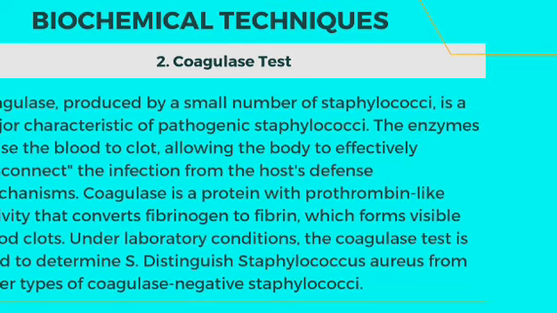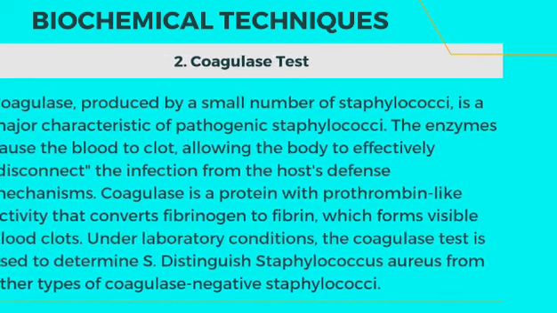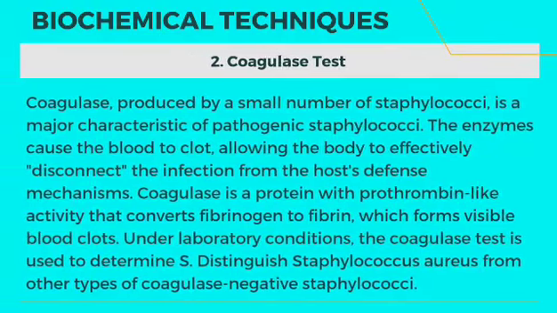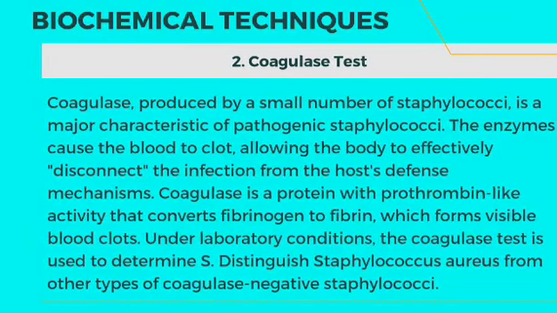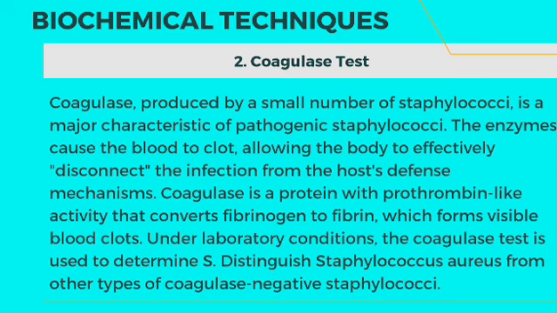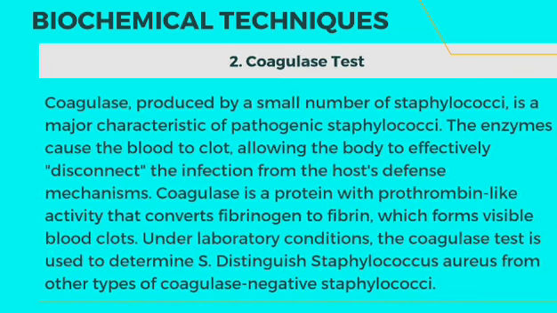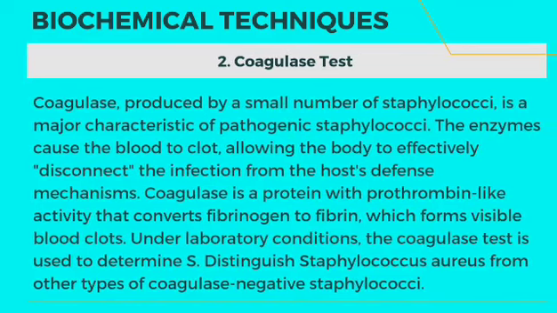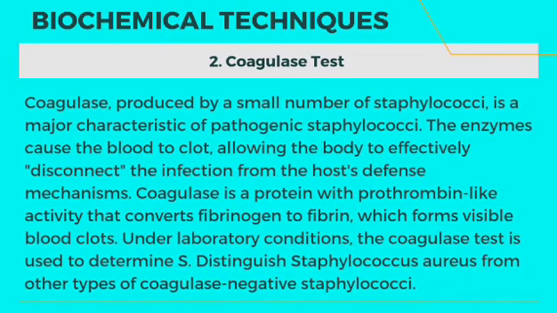Coagulase test. Coagulase is produced by a small number of staphylococci. It is a major characteristic of pathogenic staphylococci. The enzyme causes the blood to clot, allowing the bacteria to effectively shield the infection from the host defense mechanisms. Coagulase is a protein with prothrombin-like activity that converts fibrinogen to fibrin, which forms visible blood clots. Under laboratory conditions, the coagulase test is used to distinguish Staphylococcus aureus from the other types of coagulase negative staphylococci.